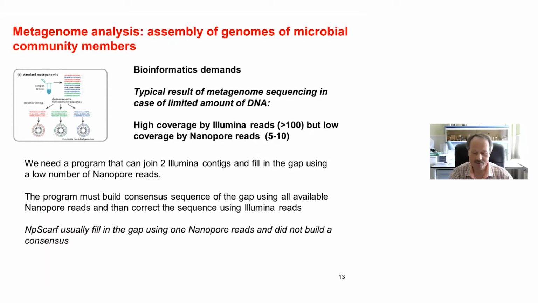In my studies, the metagenomic DNA is usually a limiting factor, and the most frequent case is a high coverage by Illumina reads, more than 100, but low coverage by nanopore reads, usually less than 10. So we need a program that can join Illumina contigs and fill in the gaps using a low number of nanopore reads. This program must build a consensus sequence of a gap using all available nanopore reads and subsequently correct the sequence using Illumina reads. This is not a trivial task, and a bioinformatician who will make it will be acknowledged by many experimental researchers in the field of metagenomics.